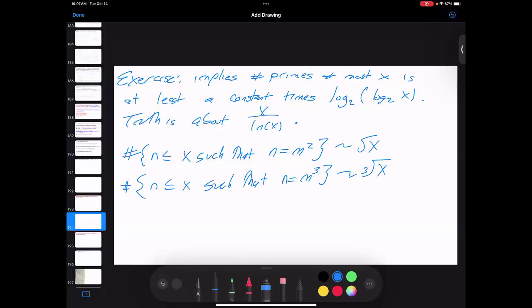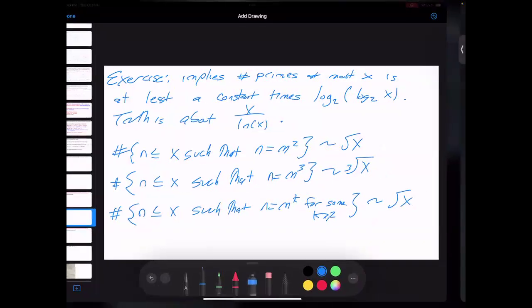You could even add up all the perfect powers. You could say, how many numbers n are there less than or equal to x such that n equals m to the k for some k greater than or equal to 2? And that's going to be roughly of size square root of x. That's a nice exercise.